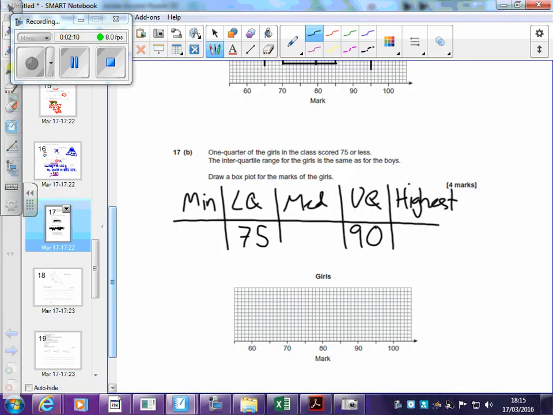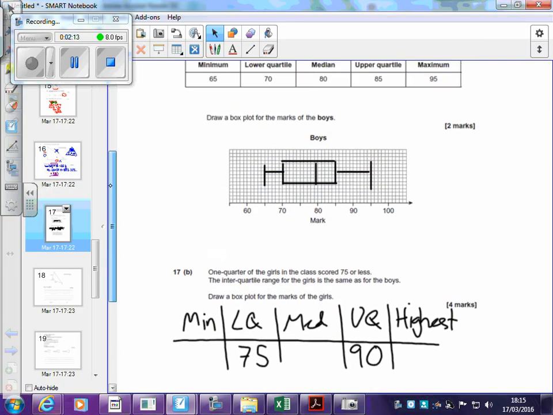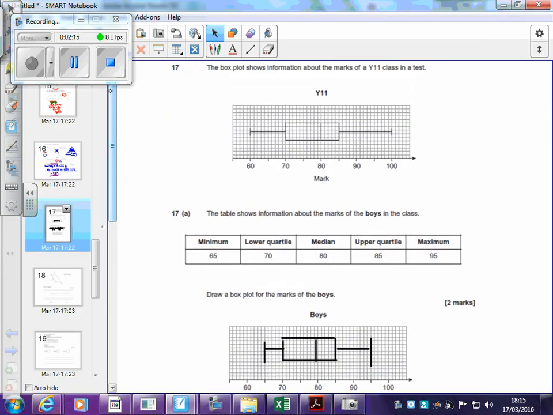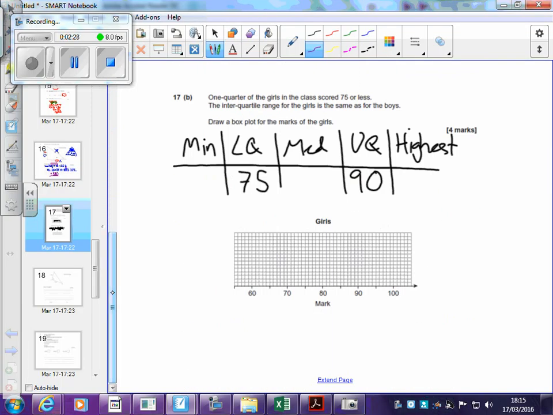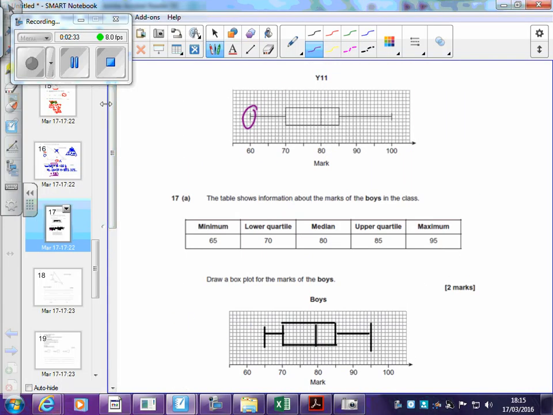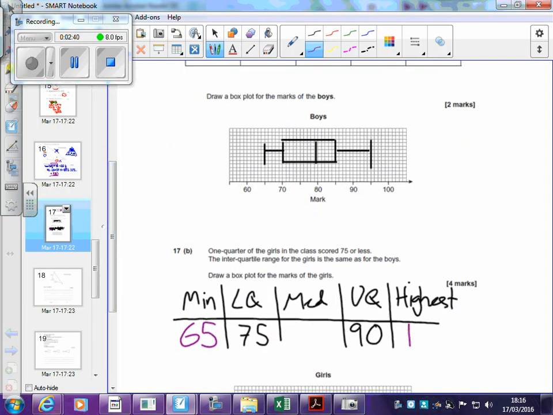I haven't got the rest of the information, so I now need to go back further to the question. Let's look at the lowest value first. I can see from the very original graph that it had to go down as far as 60. Now, none of the boys got as low as that. The lowest boy was 65, so therefore it must have been one of the girls that got 65, so that is my minimum value. I can do a really similar thing with my maximum value, because on this one it's at 100 and none of the boys got past 95, so it must have been a girl that scored 100.